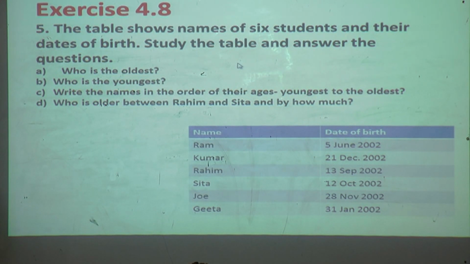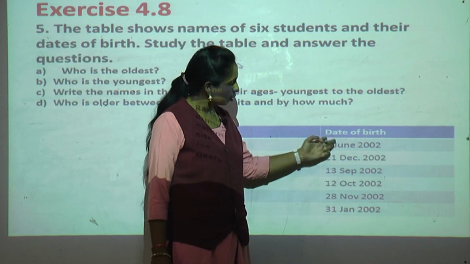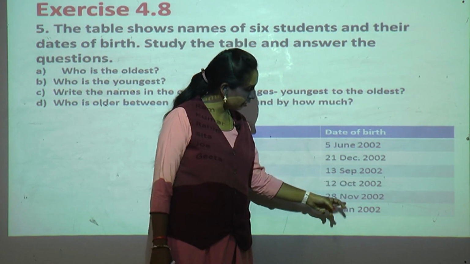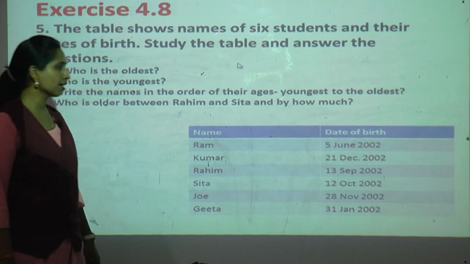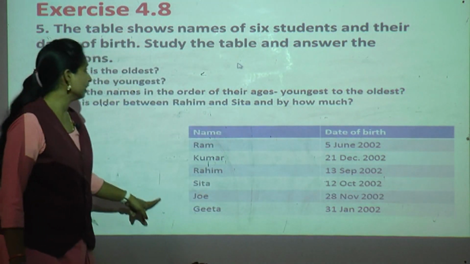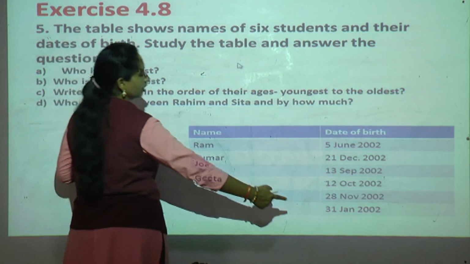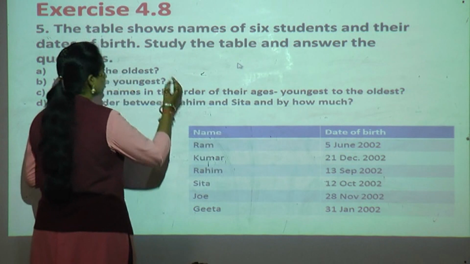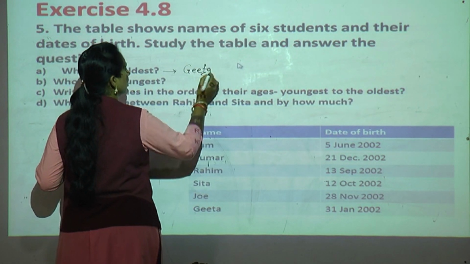In the same way, who was born first among all these students? See, which month comes first? June, December, September, October, November, January. In the months of the year, which month comes first? January. So who is oldest? Geeta is oldest because she was born on 31st Jan 2002. So here you will write Geeta.